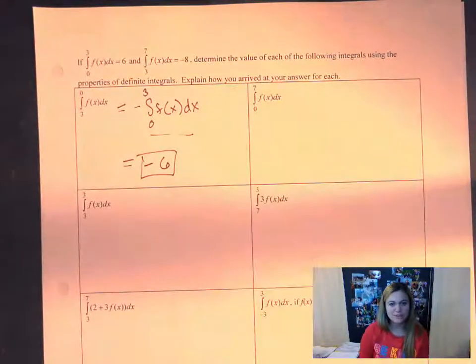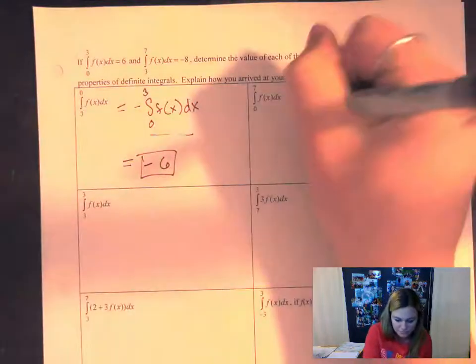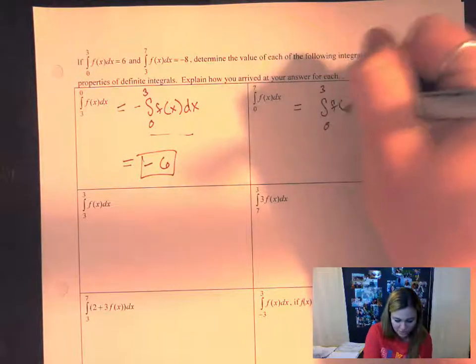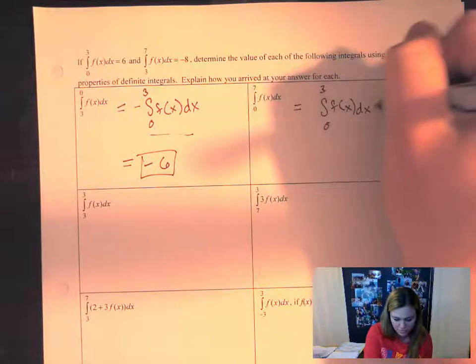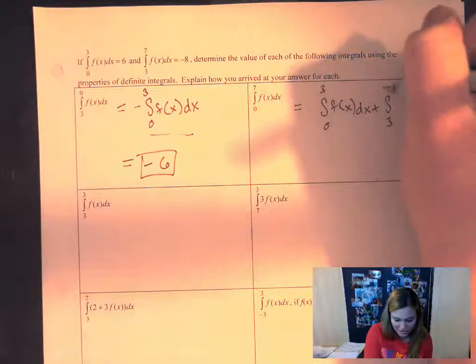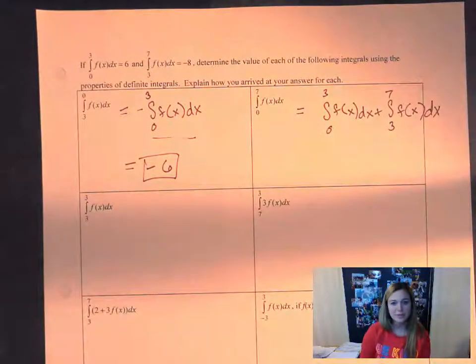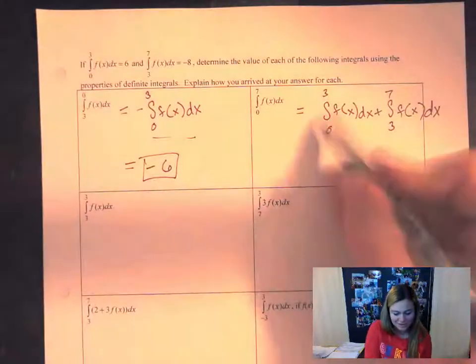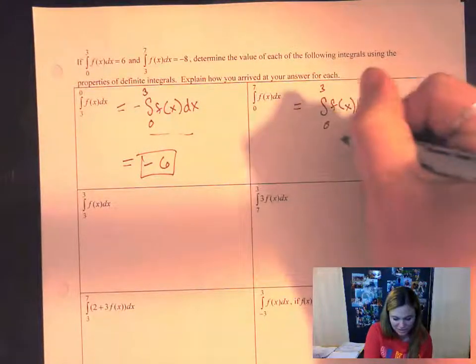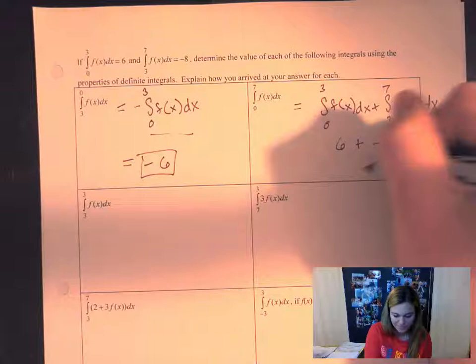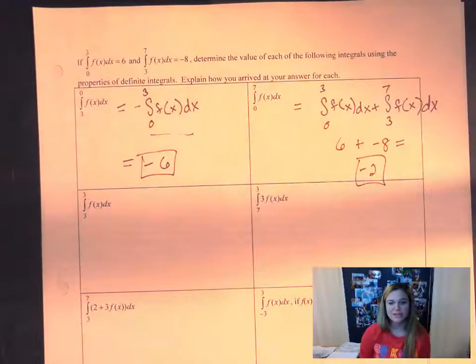Okay, what do you think for 0 to 7? Well, I know 0 to 3. And I also know 3 to 7. So this is me explaining my work. And now I can just say, well, what is the integral from 0 to 3? It's 6. The integral from 3 to 7 is negative 8. Get an answer of negative 2.